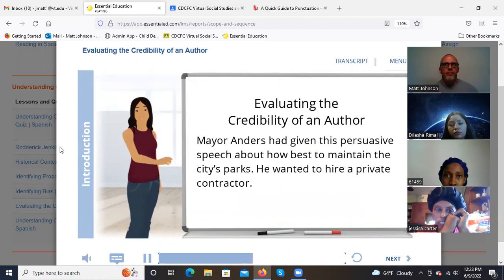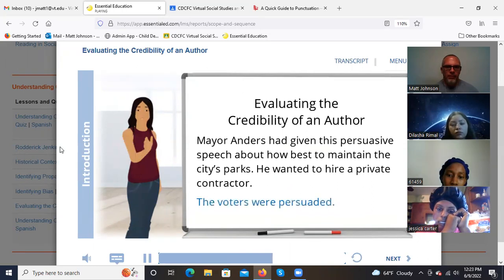Well, it turns out that Mayor Anders had given this persuasive speech about how best to maintain the city's parks. He wanted to hire a private contractor. The mayor argued that a company could do a better job and for less money. The voters listened to the speech and thought it was worth a try. But despite the new contract, the parks just got worse and worse.